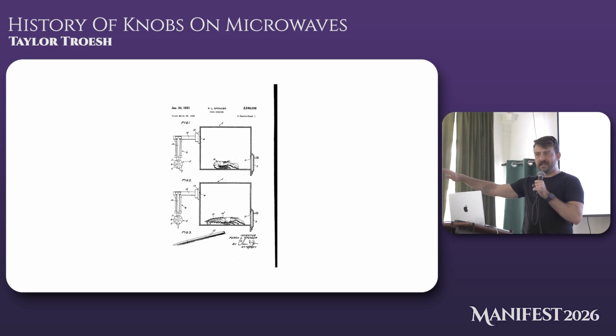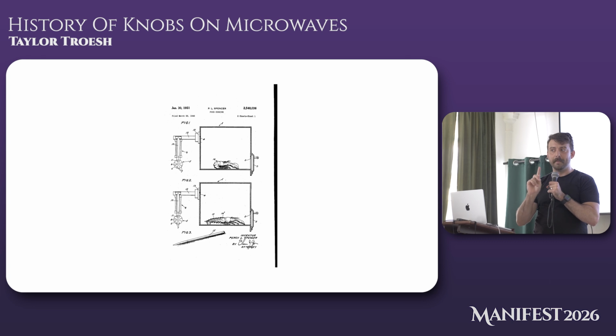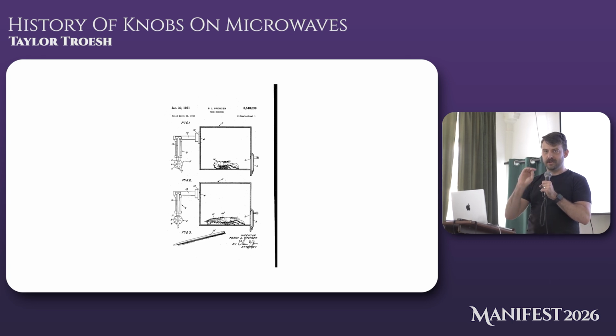GE was also experimenting at this time, and they were not using 2.4 gigahertz. They were using 915 megahertz, which is a lower frequency. The reason they were doing that is because you can cook foods more slowly, but you can actually penetrate deeper. The difference is 1.5 centimeters versus 4 centimeters.